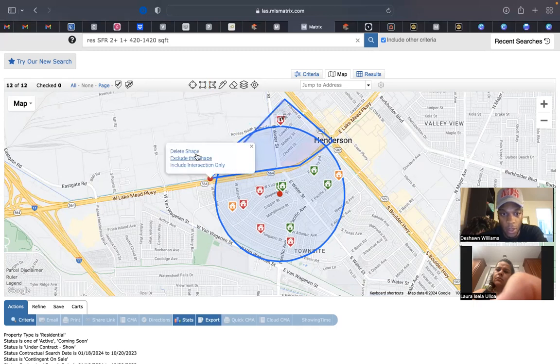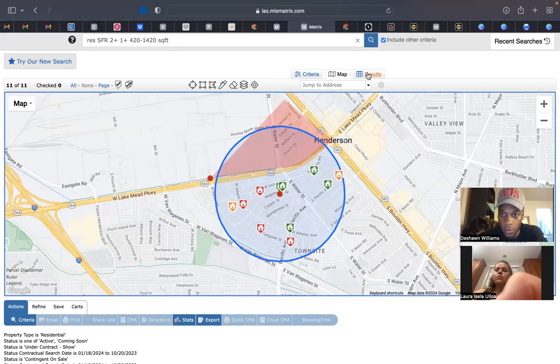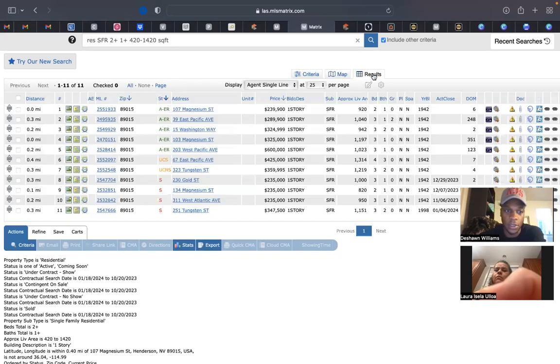Just use my little polygon. And I just excluded that shape. You could easily just tighten the space again and go for a 0.35 mile radius, but we'll start here. So 107, this is the actual listing, the actual property.